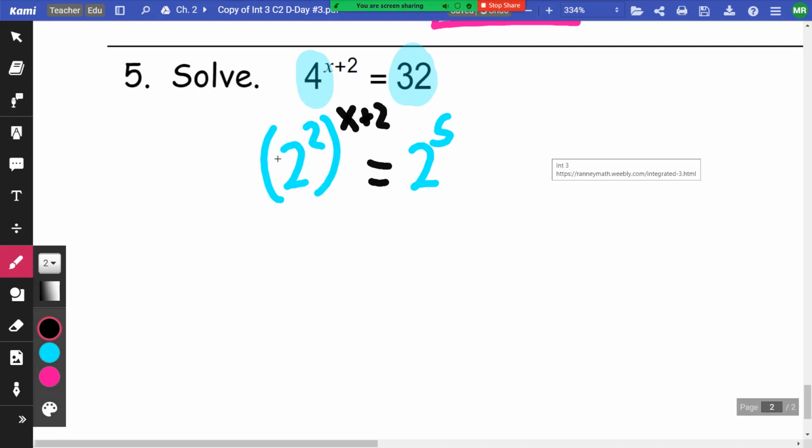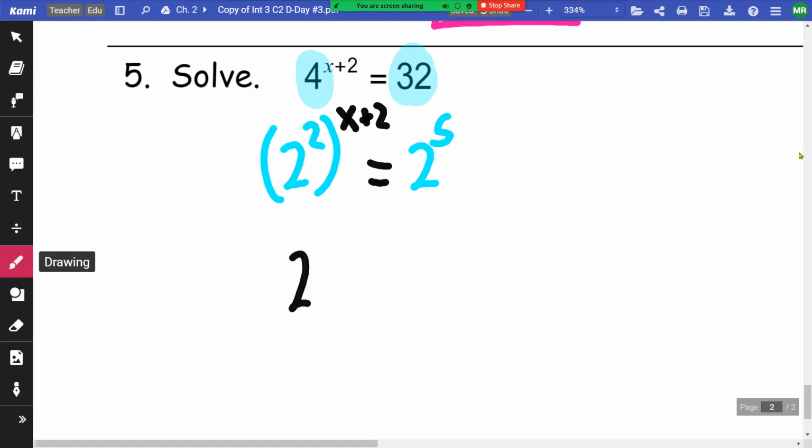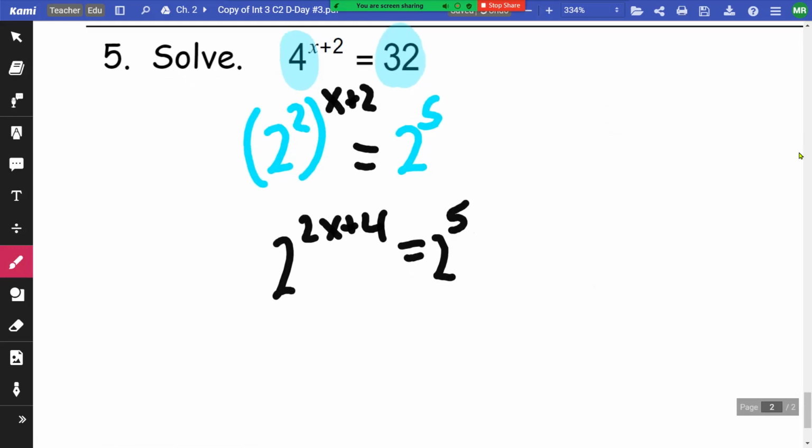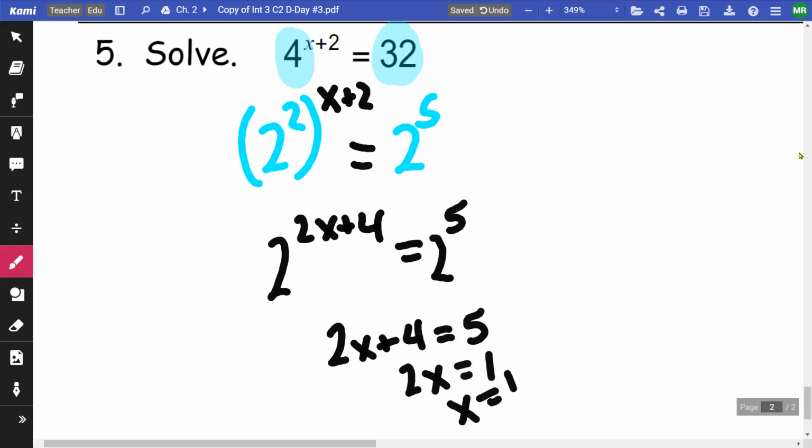When I have a base to a power raised to a power, we multiply the powers. So this is going to be 2 raised to the 2x plus 4 equals 2 to the 5th. And then we're going to solve. How do we solve? Since they're both the same base, the exponents have to equal each other. If one side is 2 to the 5th and the other side is 2 to something, that something has to be a 5. So I'm going to take 2x plus 4, set equal to 5. I'm going to subtract my 4, divide by my 2, and my answer is 1/2.